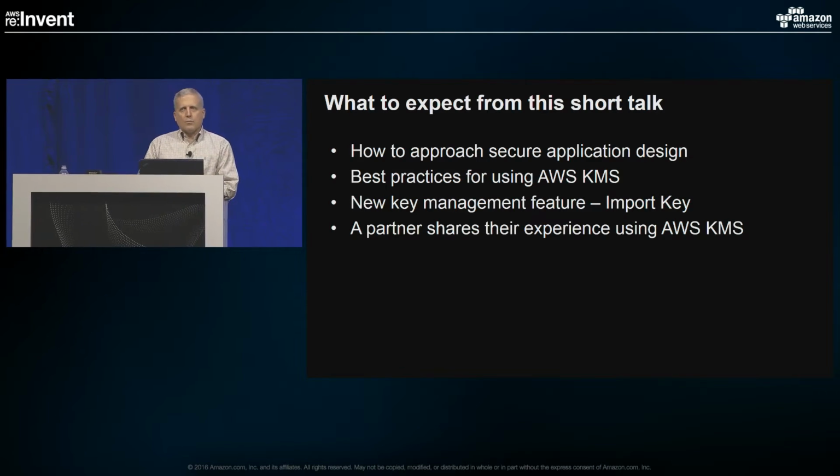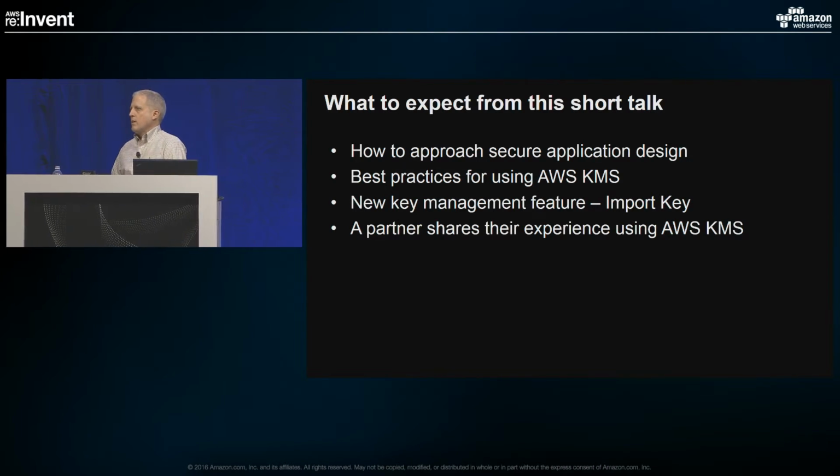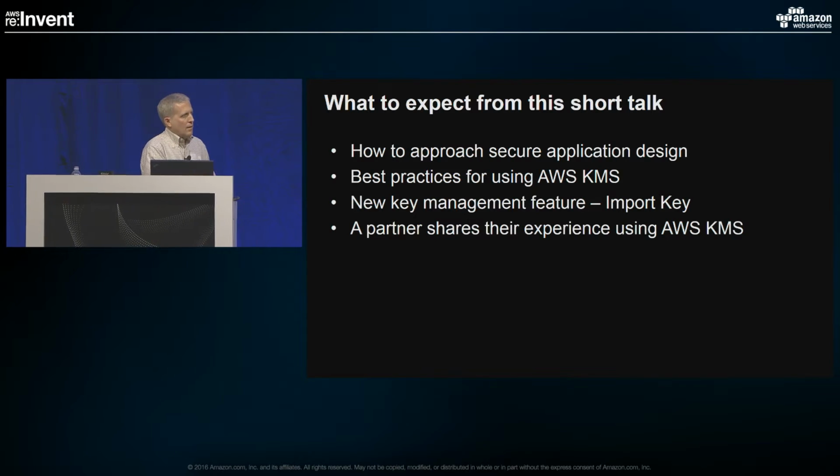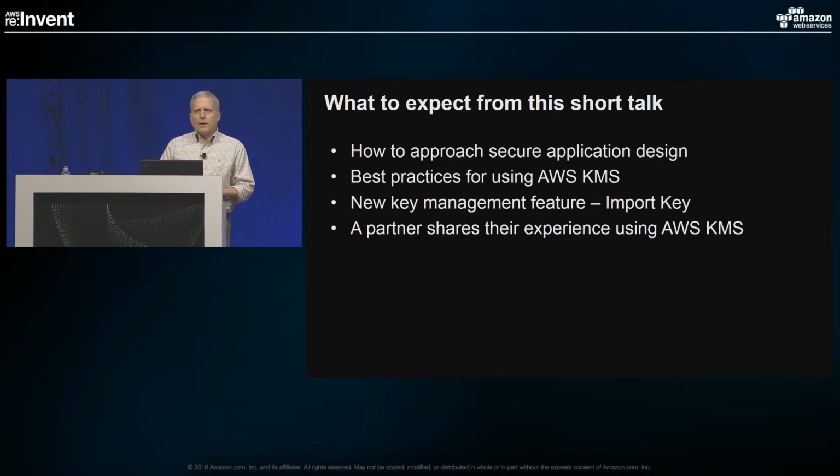We're going to talk about some best practices that we're seeing out there amongst our customers for how they're using KMS and how to take advantage of some of the features that we've implemented. I'm also going to talk in some detail about a new feature that we launched a couple months ago called Import Key. And then finally, something that we're really excited about is we've got a partner, Box, that's going to come and talk about how they are solving problems for their customers in the area of data security by leveraging AWS security services like Cloud HSM and KMS.